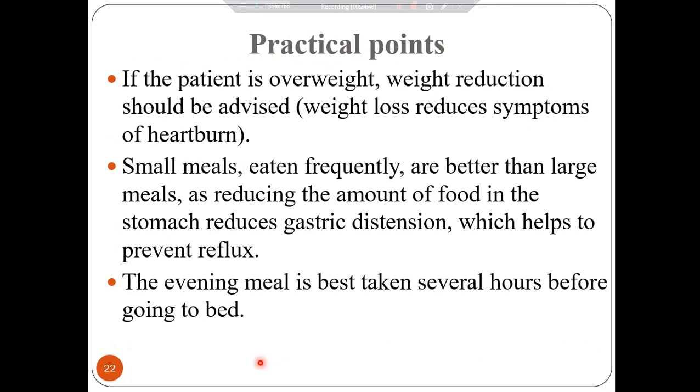Small meals eaten frequently are better than large meals, in which a reduced amount of food in the stomach reduces the gastric distension, because a large meal can result in gastric distension, which helps to prevent reflux. So by giving small meals, they can take them more frequently, meaning instead of 3 meals a day, 4 or 5 meals is not a problem, but they should be small meals instead of large meals, because a large meal will cause gastric distension, and gastric distension can aggravate or cause reflux of the gastric content to the stomach to the esophagus.